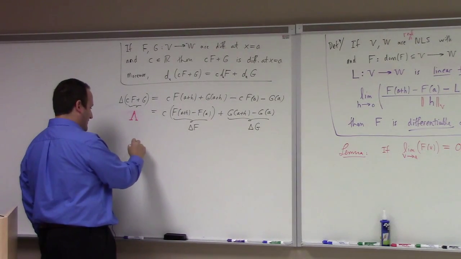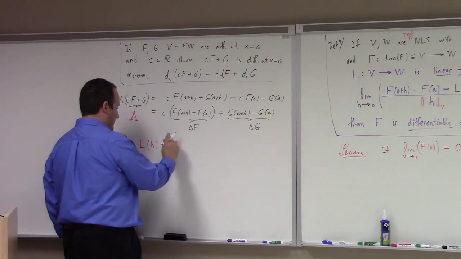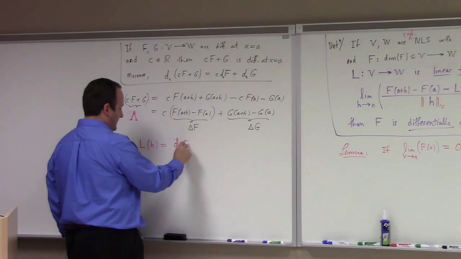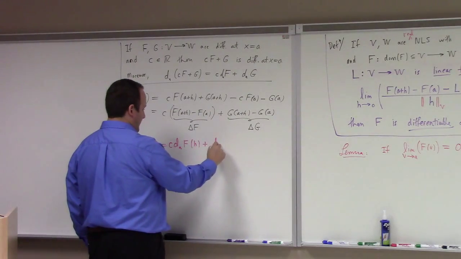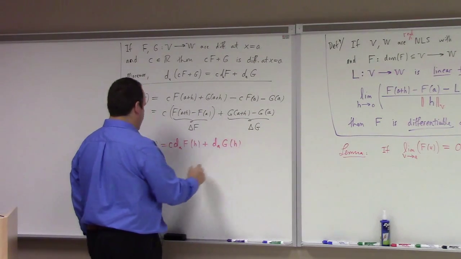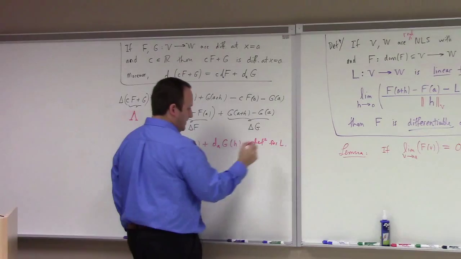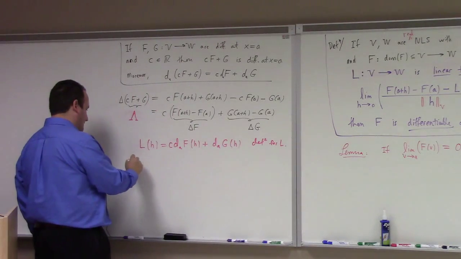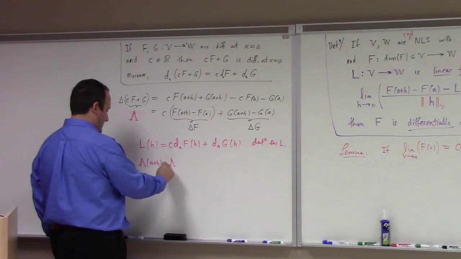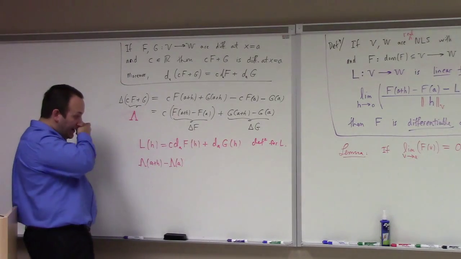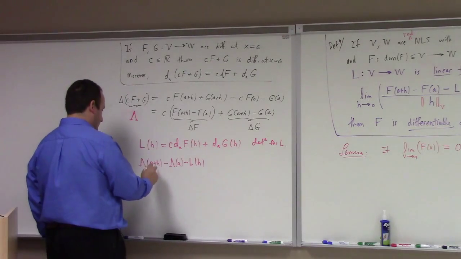All right. So I'm going to say L of H is equal to, what is it? It's going to be the differential at A of F times C of H plus the differential at A of G at H. So this is my definition for L. And then you can check that if we look at lambda of A plus H minus lambda of A, minus L of H, right? What's that give us?